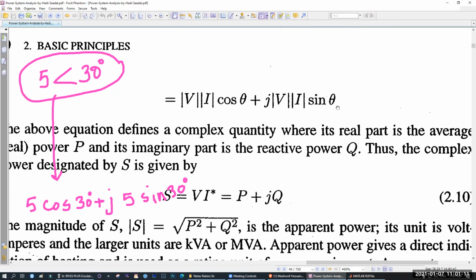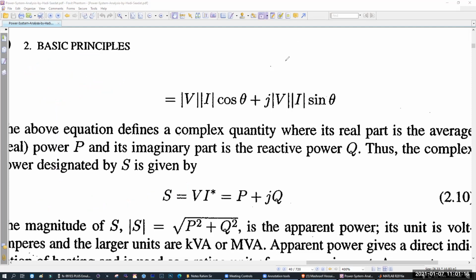You knew about this cos theta sin theta formula? Yes, sir. Okay. So we can write the previous one, that means this one.